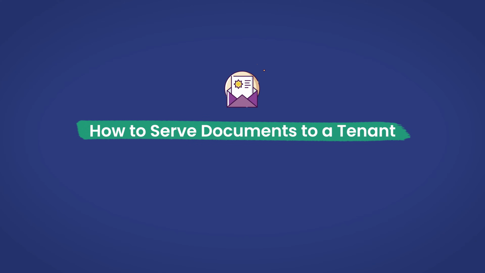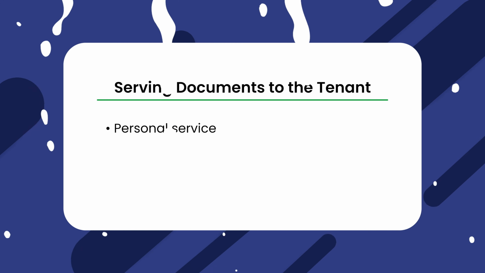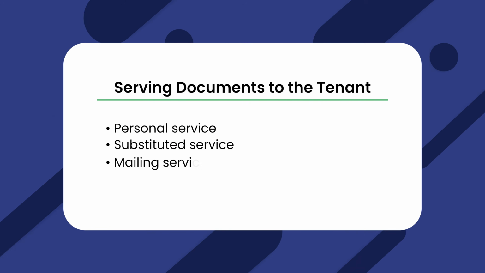How to serve documents to a tenant. The summons and its corresponding documents have to be served to the tenant through one of the following methods. Personal service. The summons and complaint is served to the tenant in person. Substituted service. A copy of the summons and complaint may be left at the tenant's place of residence or rental unit with someone who lives with them who is at least 15 years old. Mailing service. The server mails the documents via certified mail and requests a return receipt.